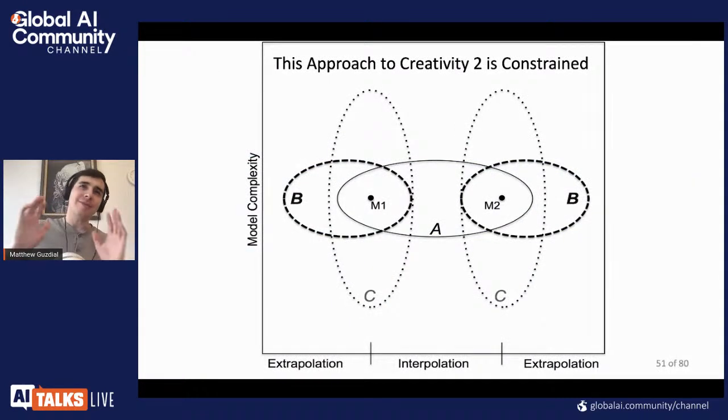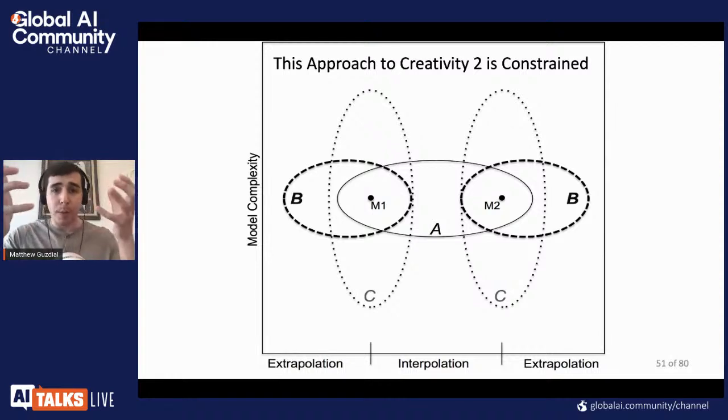Okay, but there's a problem. So I already mentioned earlier that this approach to doing creativity, this approach to producing new things, is constrained. It's constrained in a few ways. Obviously, I mentioned that it tends to need well-shaped or well-formatted human-authored input. There's a few other things as well. So if we can imagine we have two inputs, let's call them M1 and M2. I'm going to say M1 and M2 because we're now going to be dealing with machine-learned information.